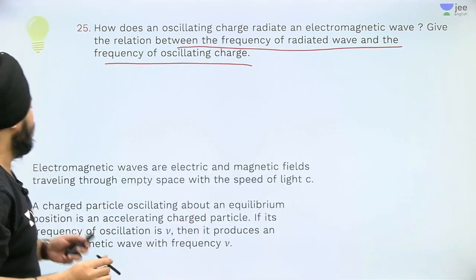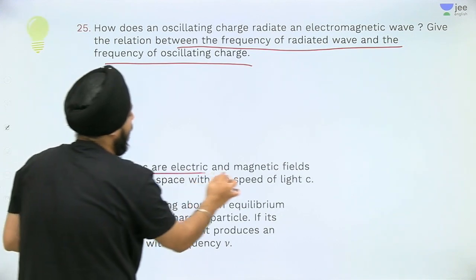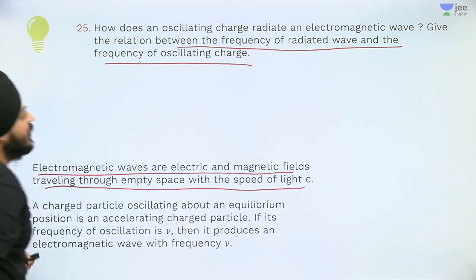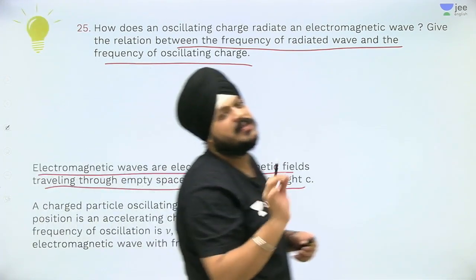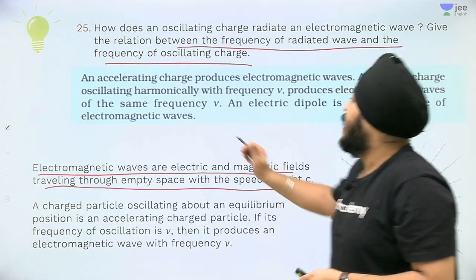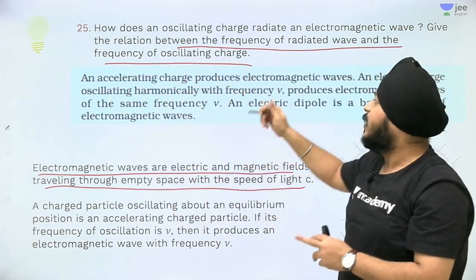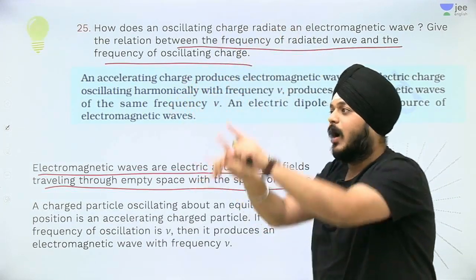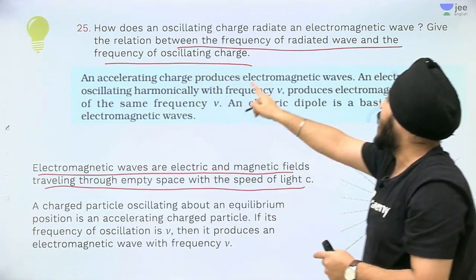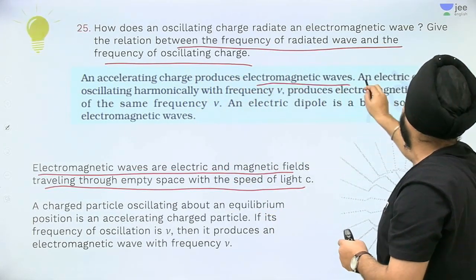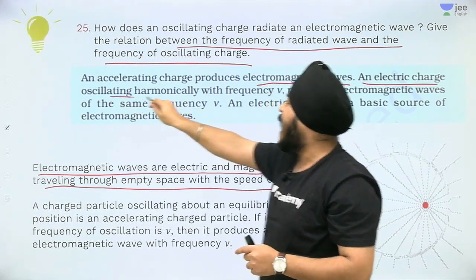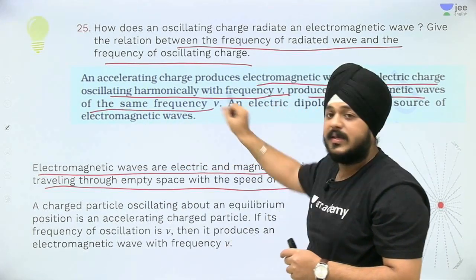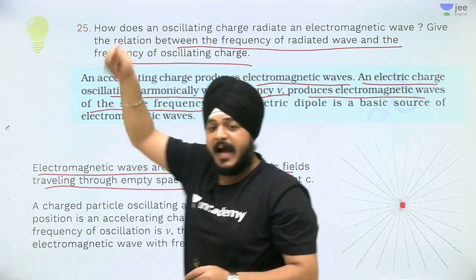Electromagnetic waves are electric and magnetic fields traveling through empty space with the speed of light. You don't have to worry about it, it is directly in NCERT, in the blue background. An accelerating charge produces electromagnetic waves, and an electric charge oscillating harmonically with a frequency produces electromagnetic waves of the same frequency. Directly from the NCERT line.